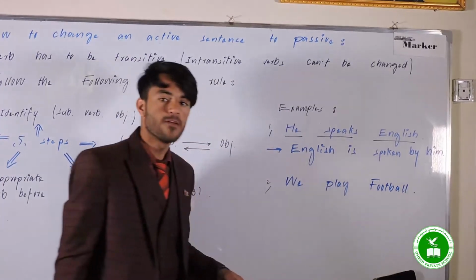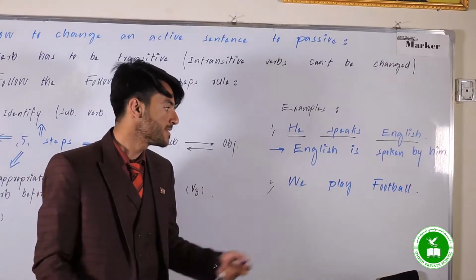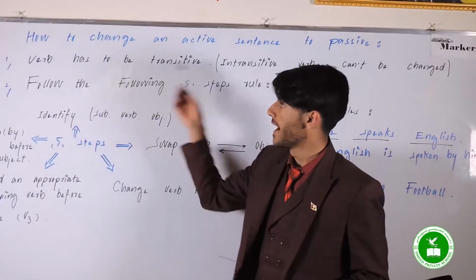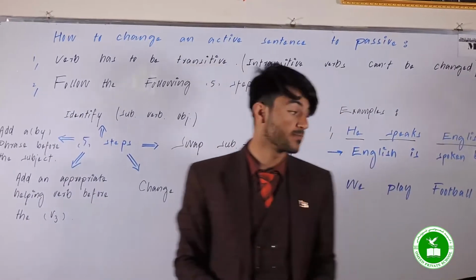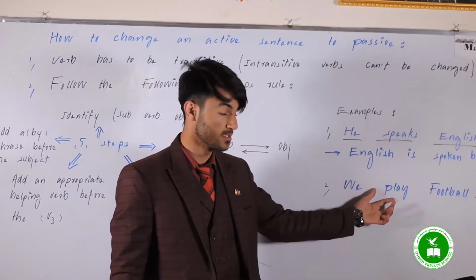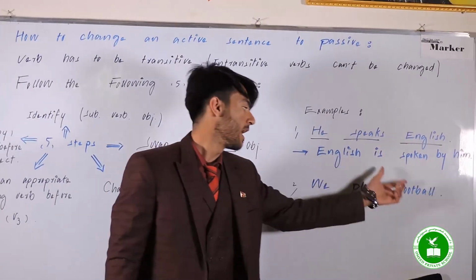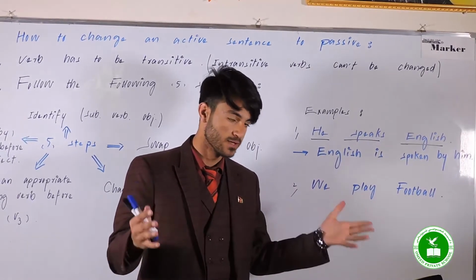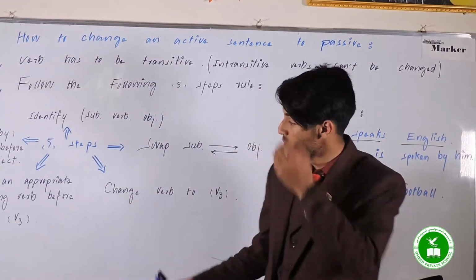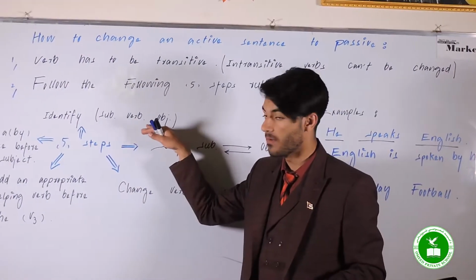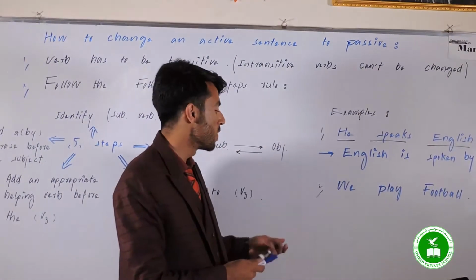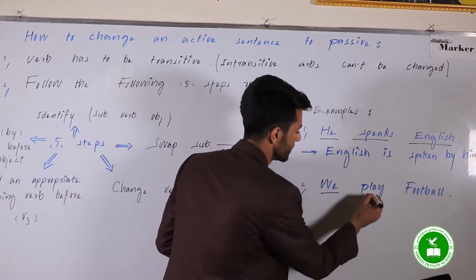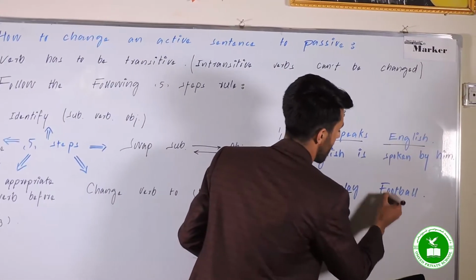We play football. How do we change this sentence to passive? Again, let's look at the rules. Number one, the verb has to be a transitive verb. Let's find out about the verb. Play. After that, we've got a direct object, right? So we say this is a transitive verb. So the first rule is correct. The second one, identify the subject, verb, and object. What's our subject here? We are the subject, play the verb, and football the object.